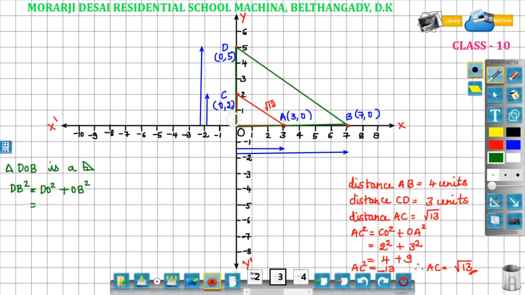What is the distance DO? That is OD. You can see here, that is 5 units. So 5 square plus distance OB is equal to 7 square. 5 square is 25 plus 7 square is 49. So 25 plus 49 is equal to 74. DB square is equal to 74. Therefore, DB is equal to square root of 74 units.